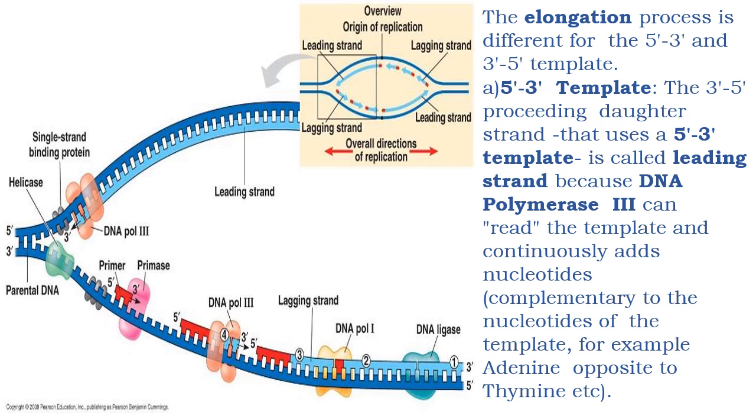For the 5' to 3' template, the proceeding of the daughter strand is continuous because DNA polymerase 3 can read the template continuously in this direction. So DNA polymerase can add nucleotides one by one which are complementary to the parent nucleotides, for example, adenine for thymine. So that's why this strand is called the leading strand.